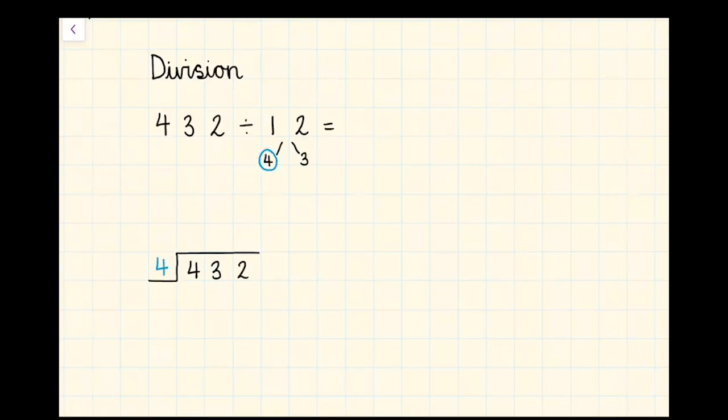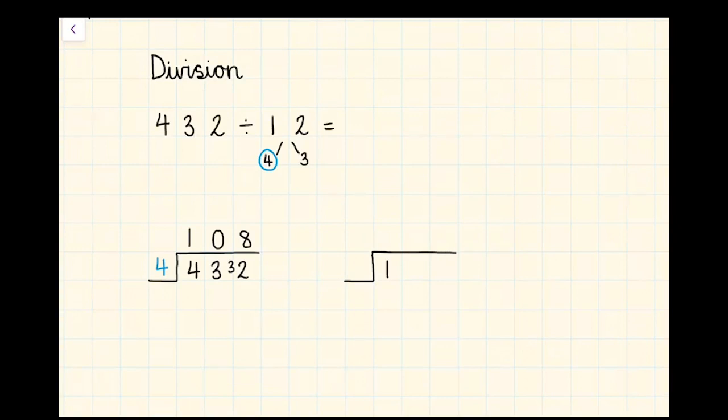So again, we work from left to right, asking ourselves how many times does 4 go into each of the digits of 432. 4 goes into 4 once, it goes into 3 0 times with a remainder of 3, and it goes into 32 8 times. That gives us an answer of 108.